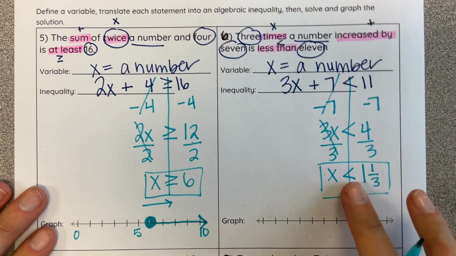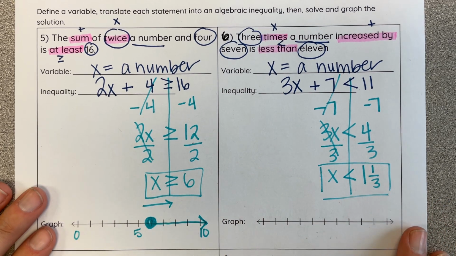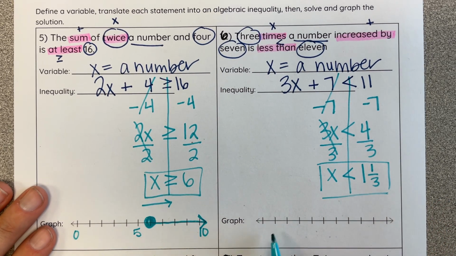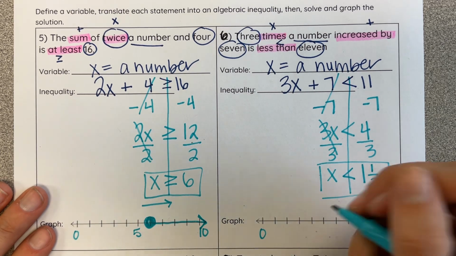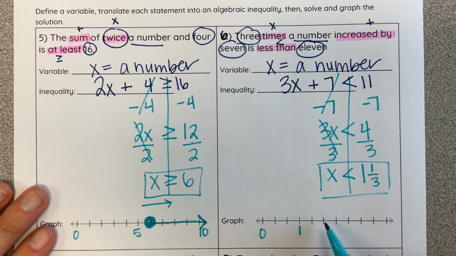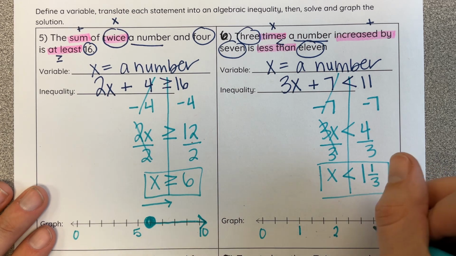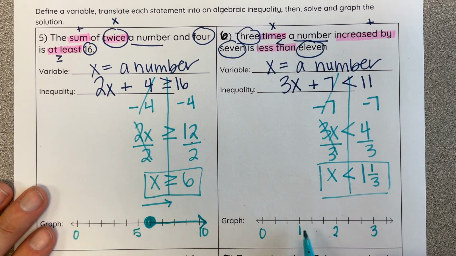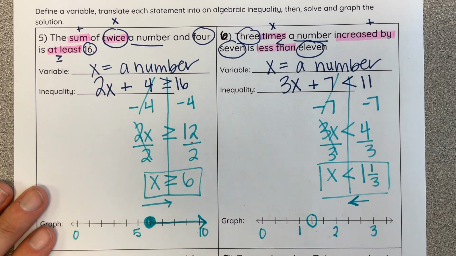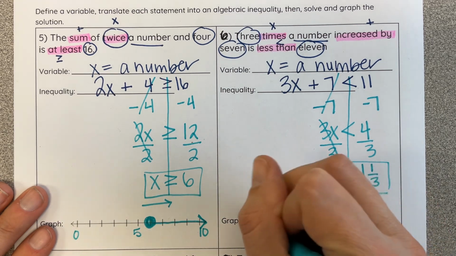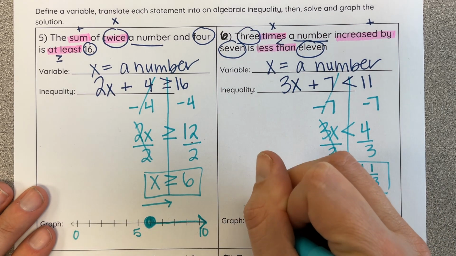We're going to graph this. 1 and 1/3. There's a lot of different ways that we could do this. I'm going to have each tick mark represent a third. So this is 0, 1/3, 2/3, 3/3, which is 1, 1/3, 2/3, 3/3, which is 2, 1/3, 2/3, 3/3, which is 3. So 1 and 1/3 would be right here. Since our variable's on the left, the inequality symbol points in the direction we need to shade, which is to the left.